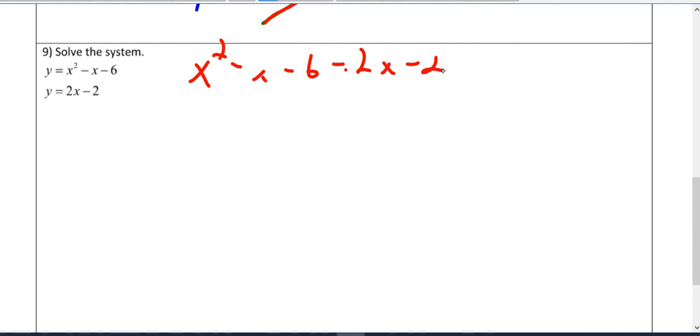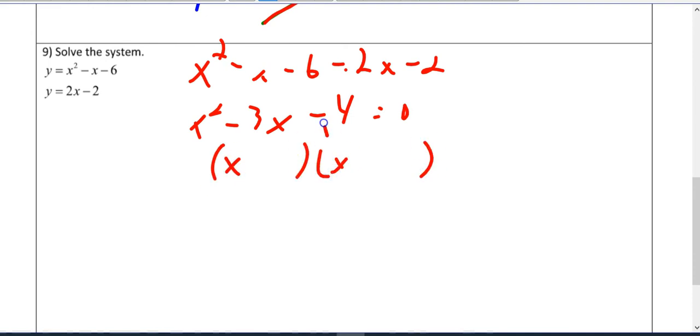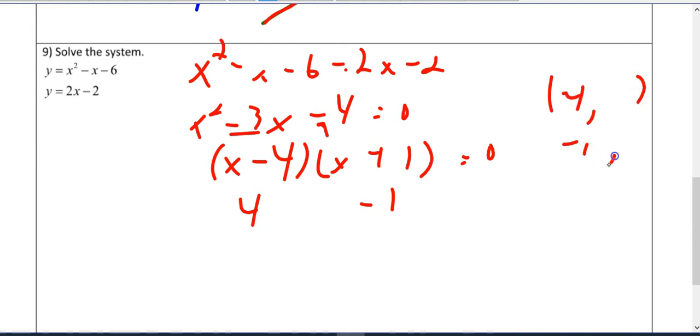So I'm going to subtract 2x, which is going to give me x squared minus 3x, add 2 to both sides, minus 4. I need two numbers that multiply to give me 4 and differ by 3. Well, that's 4 and 1. I want more negatives than positives, so that gives me 4 and negative 1. That gives me two answers: 4 comma something and negative 1 comma something.